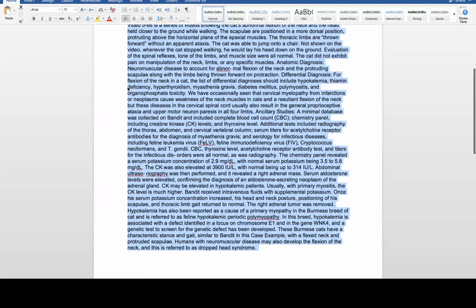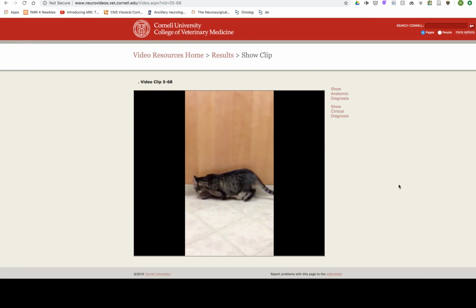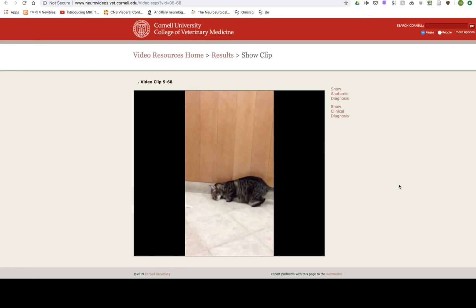Signalment: 11-year-old castrated male domestic shorthair cat, Bandit. Chief complaint: head tilted, not walking right. History: this indoor-only cat was normal until 1 month ago. Around that time, the owner accidentally stepped on the cat and over the subsequent 24 to 48 hours noticed an abnormal gait. Such an accident had never occurred before.